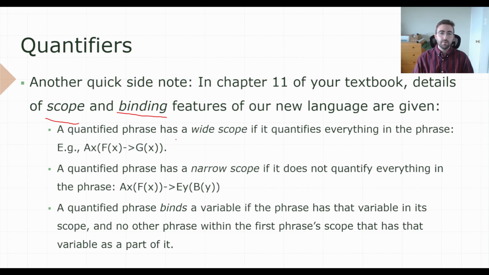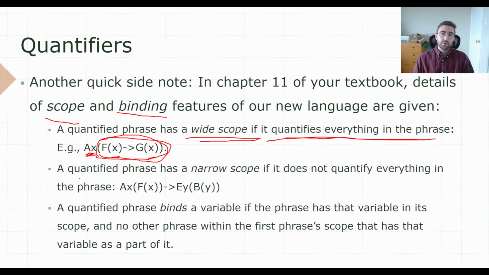Okay, so a quantified phrase has a wide scope if the quantifier in that phrase quantifies everything in the phrase, right? So for example, we have, for all x's, if it's an F, then it's a G as well. If x is an F, then x is a G. In this case, we can see that the quantifier is ranging over everything in the phrase, right? All of this is in the brackets right after the quantifier, so the quantifier is ranging over everything.